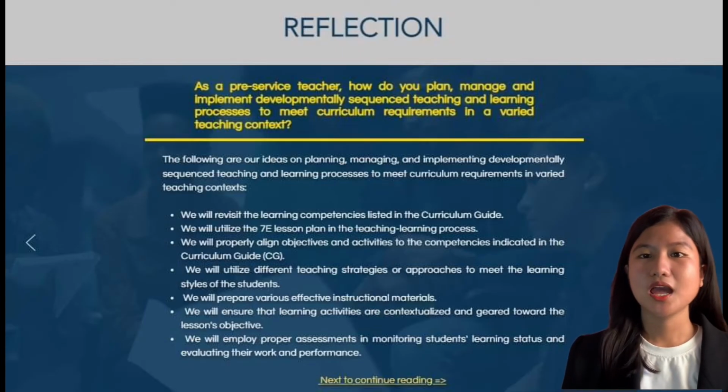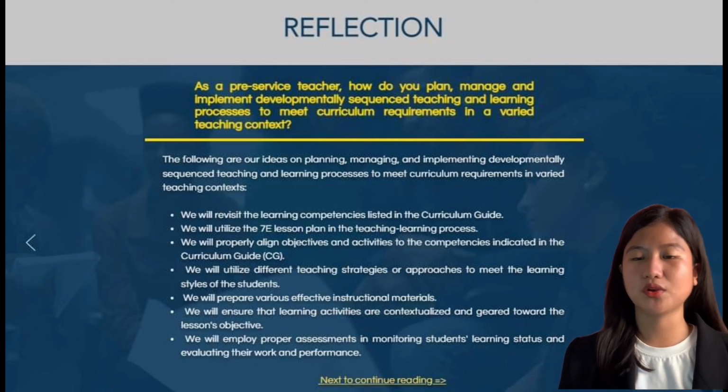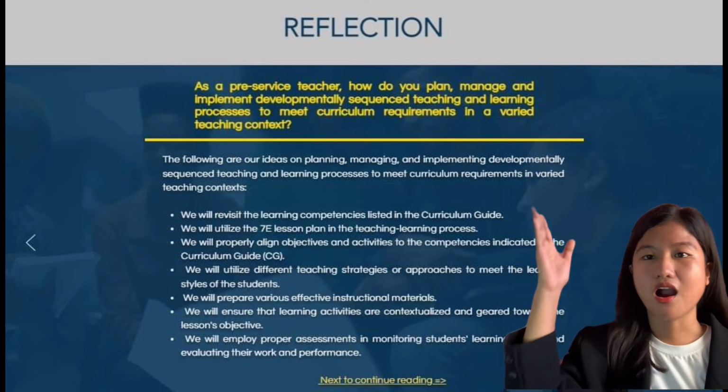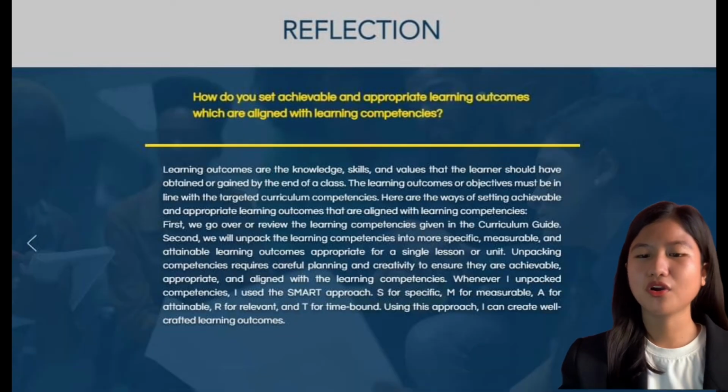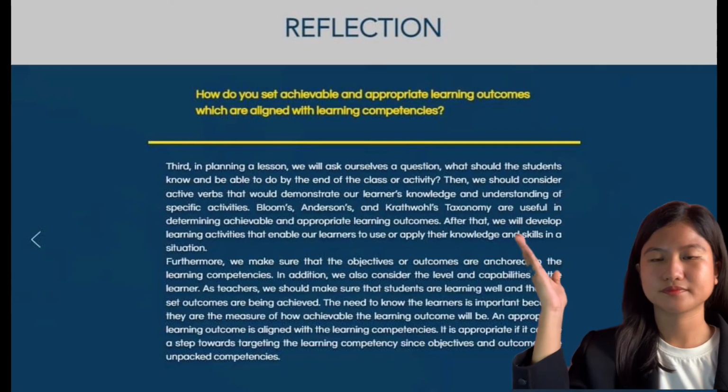In reflection to the planning, managing, and implementing developmentally sequenced teaching and learning processes to meet curriculum requirements in a varied teaching context, here are our ideas. With regards to the alignment of learning outcomes with the targeted curriculum competencies, here are the ways of setting achievable and appropriate learning outcomes that are aligned with learning competencies.